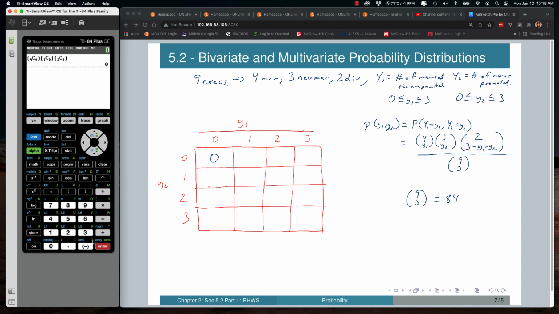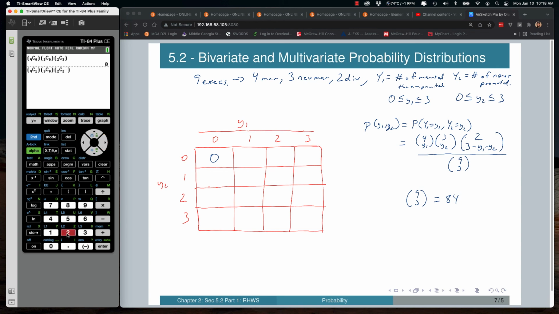So 0, 0 gives us that. What about 1, 0? If we put 1 in for y1, I'm going to call that back up again by hitting second enter. If we do 4 choose 1, 3 choose 0, so there's y2 equals 0, then my last value here is not going to be a 3 any longer, it should be a 2.